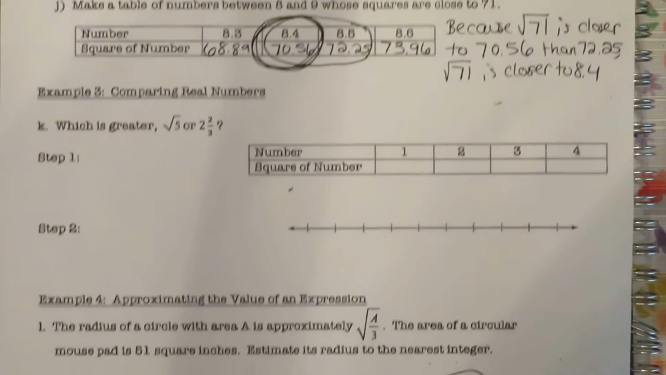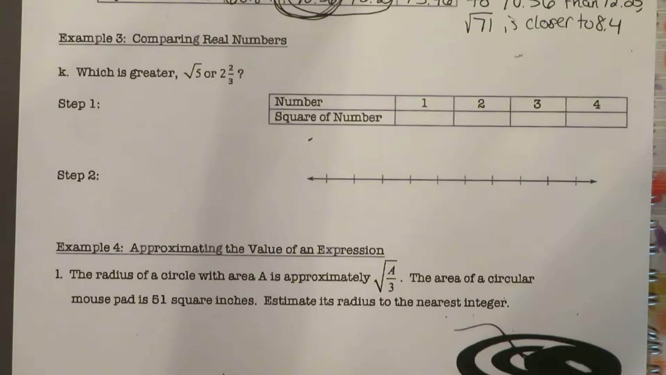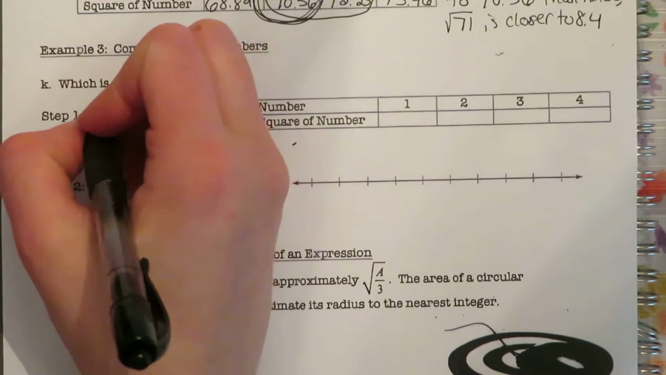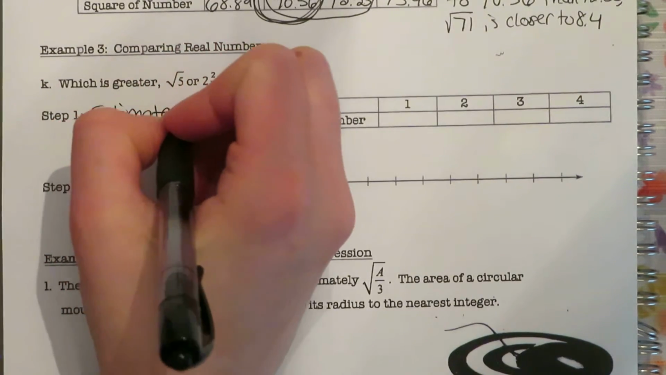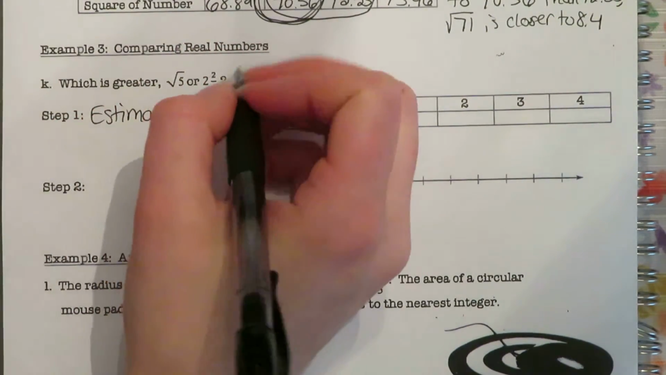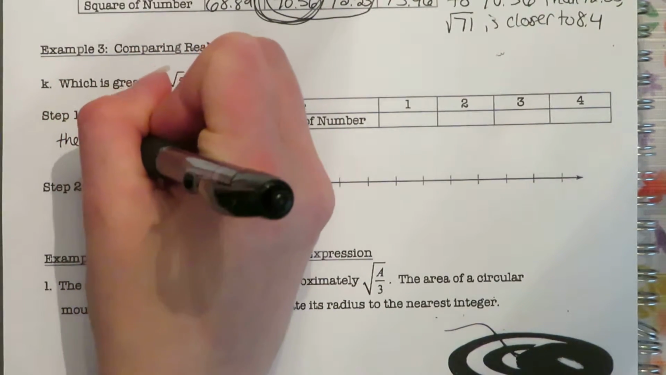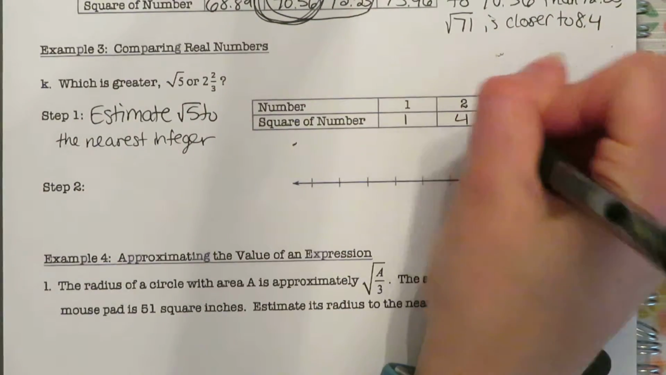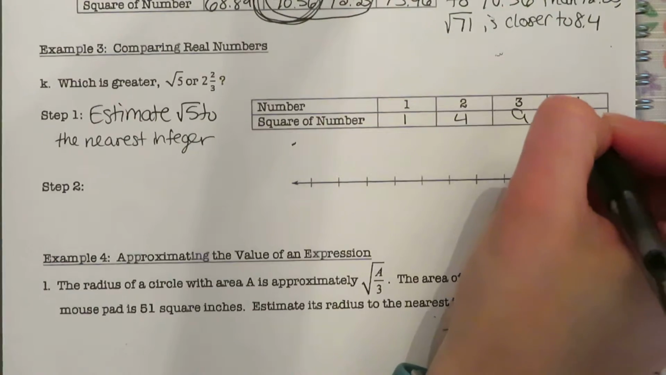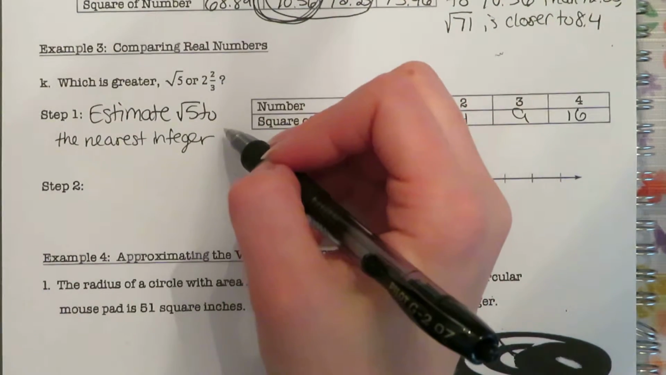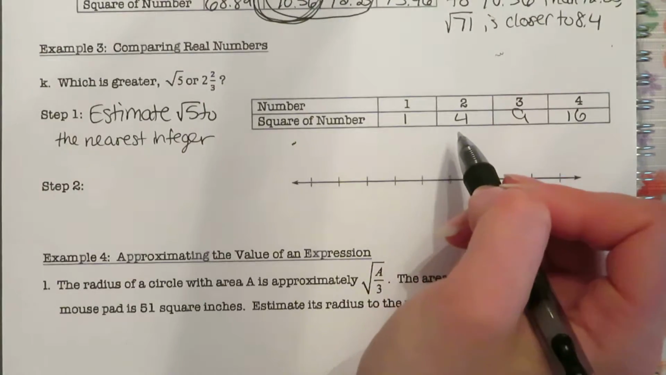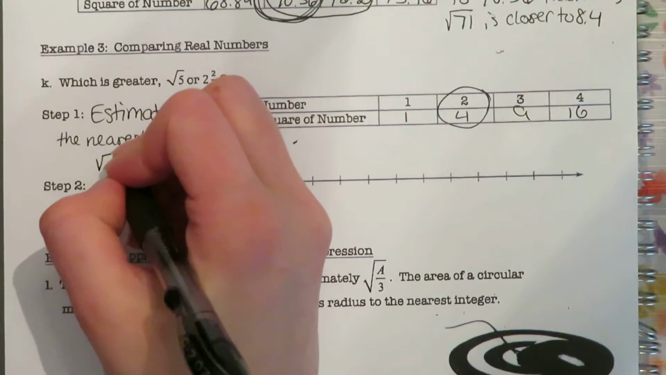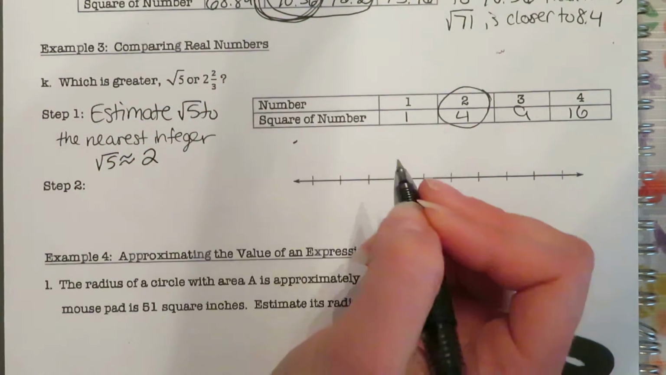All right, we're going to compare real numbers. Which is greater, the square root of 5 or 2 and 2/3? Let's start by estimating the square root of 5 to the nearest integer. 1 squared is 1, 2 squared is 4, 3 squared is 9, 4 squared is 16. The square root of 5 is going to be between 4 and 9, so it's closer to 2. So the square root of 5 is approximately 2.